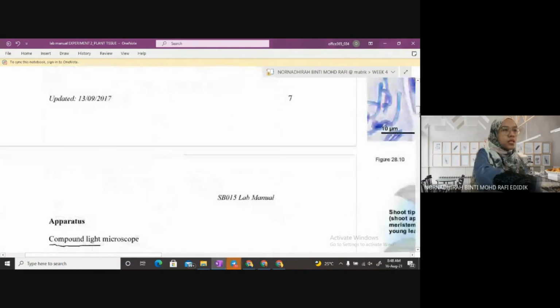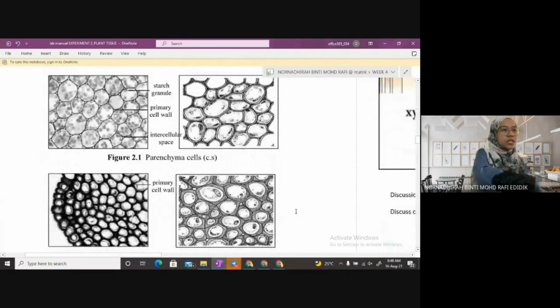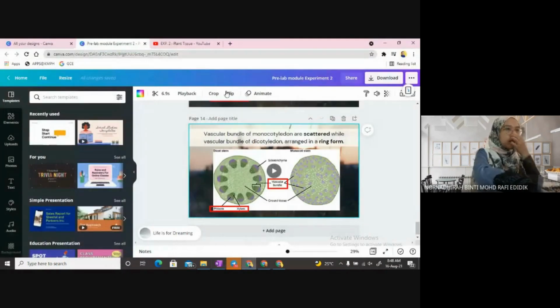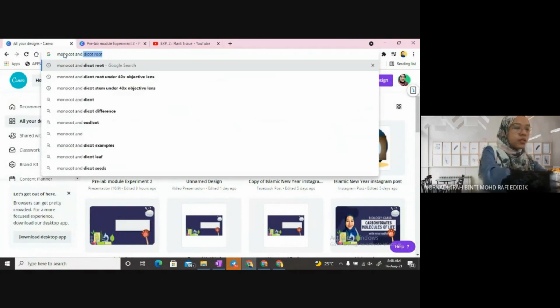Okay, ini adalah under 40. Kalau 4 times memang you guys akan nampak cantik je. Sekejap ya, saya google sekejap. Apa namanya ni? Monocot and dicot stem.